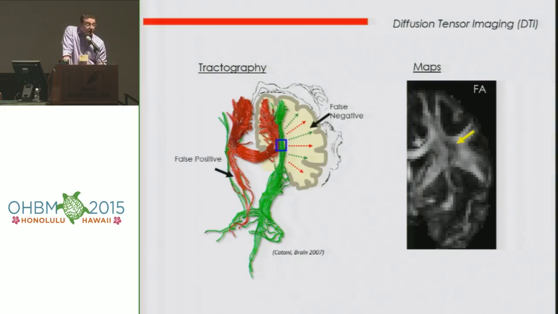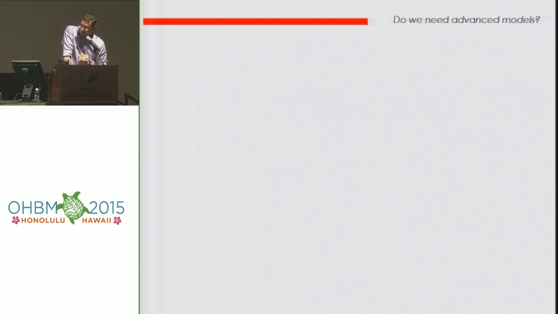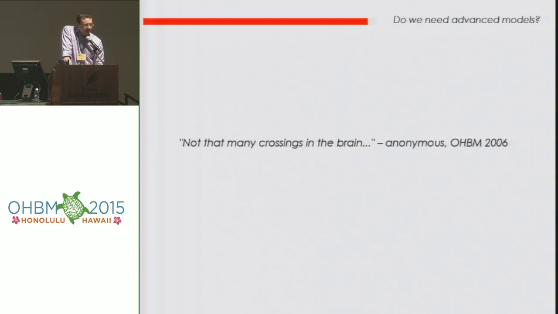So we need to move forward, but before we actually look at the new methods, the solution for this problem, I want to ask you a question. Do we really need advanced methods? That's a question someone asked me a few years ago, when I was presenting one of the first posters on spherical deconvolution and advanced methods. Someone came to me and said, well, the work you're doing is interesting, but actually there are not that many crossings in the brain.